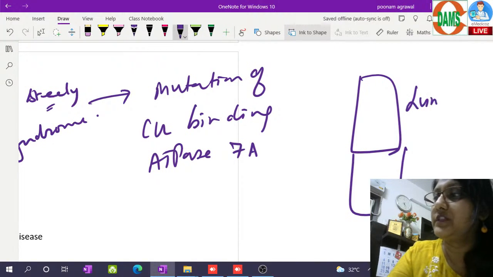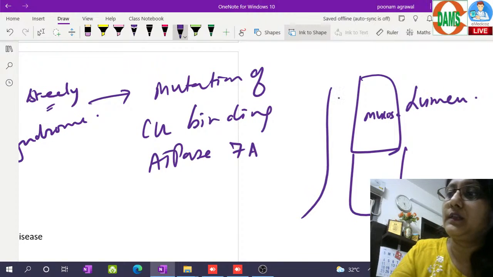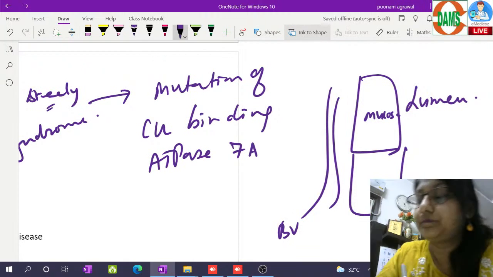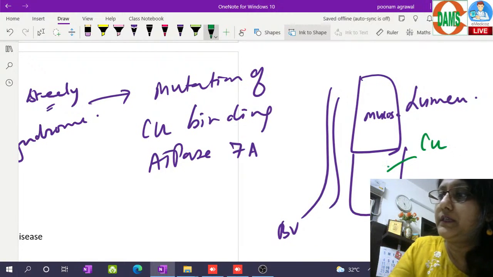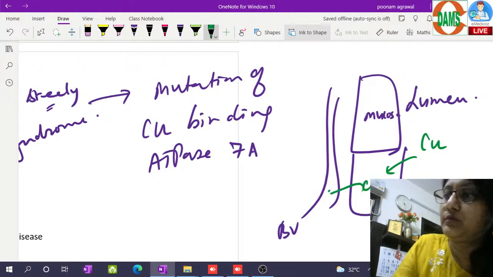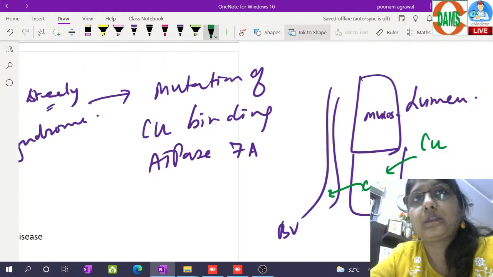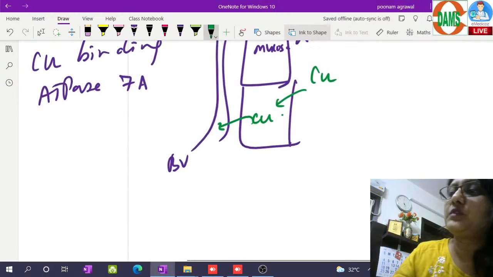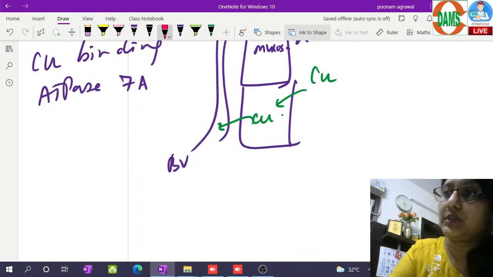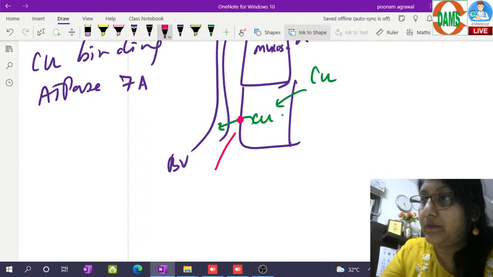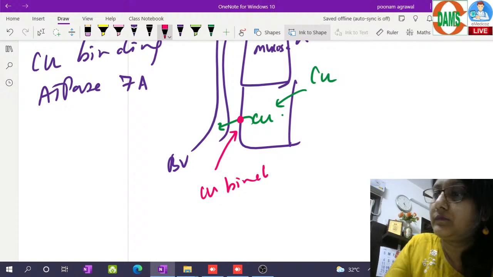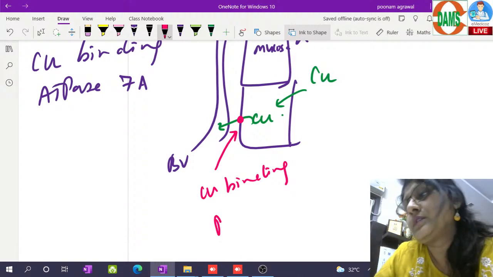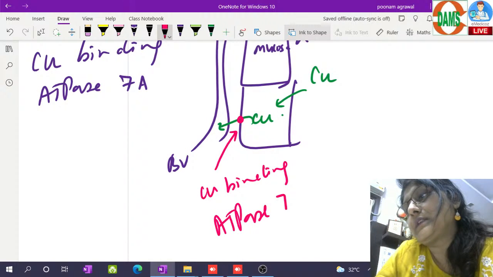This is the lumen of the GIT. This is the mucosa of the GIT. This is a blood vessel around the GIT. You consume copper, it enters the mucosa. From the mucosa, it must enter the blood vessel. To absorb the copper from the GIT mucosa to the blood vessel, you need to have a transporter which is copper binding. This transporter name is copper binding ATPase 7A.